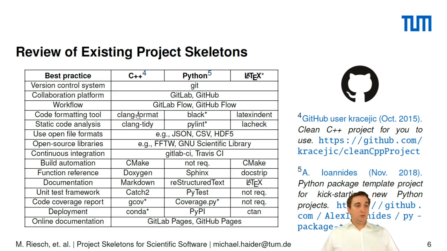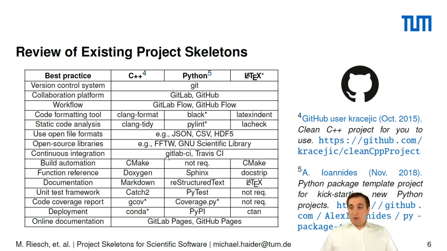For code formatting, we have Clang-Format for C++, Black for Python, and there's LaTeX indent that creates indentation for and beautifies the LaTeX code. Static code analysis, so linting: there's PyLint for Python, LaCheck for LaTeX, and Clang-Tidy for doing static code analysis in C++ code. Then, as said before, the use of open file formats is highly encouraged, and also the use of open source libraries. So here we just name a few, like FFTW, a fast Fourier transform implementation, and the GNU Scientific Library.